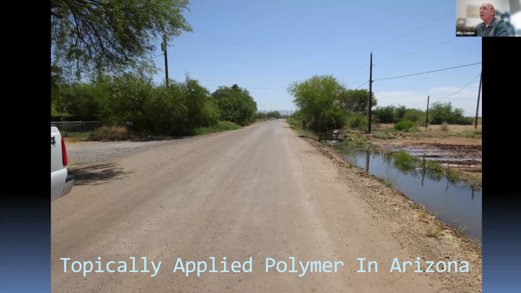This is another example from a trip that I took to Arizona to look at polymers a number of years ago. And in this case, they just simply applied it on the surface, and they were spraying it on about once a year. This road had been there a couple of years without any grading on it. It is quite a bit cheaper than the way we did Horseshoe Lake, where we mix it in down to 6 inches. So you can either topically apply it or you can apply it to depth.